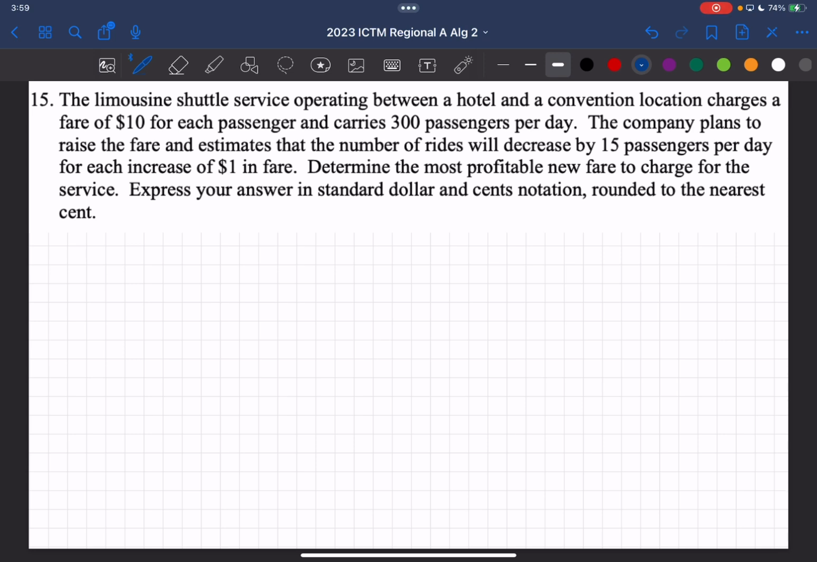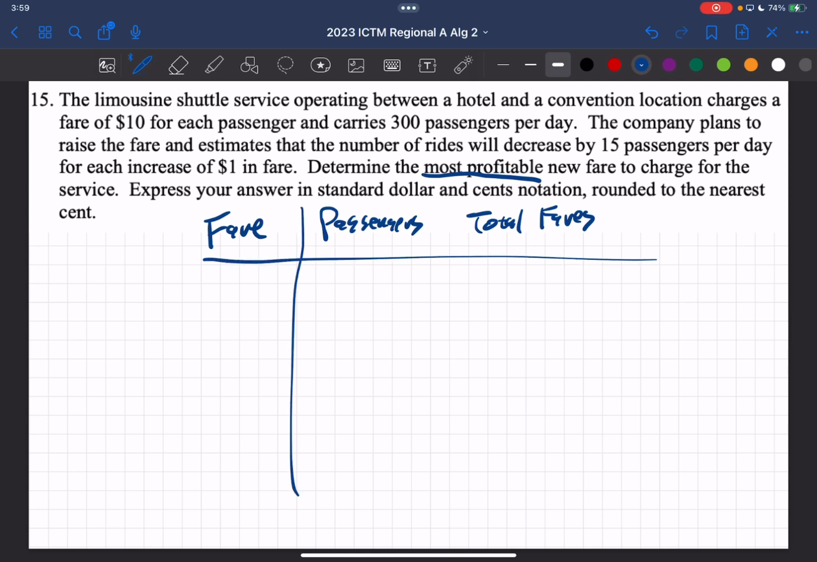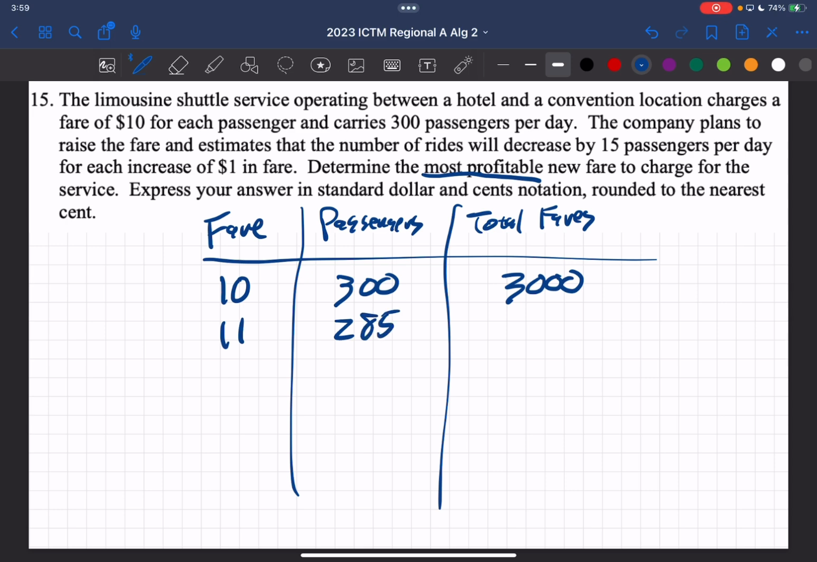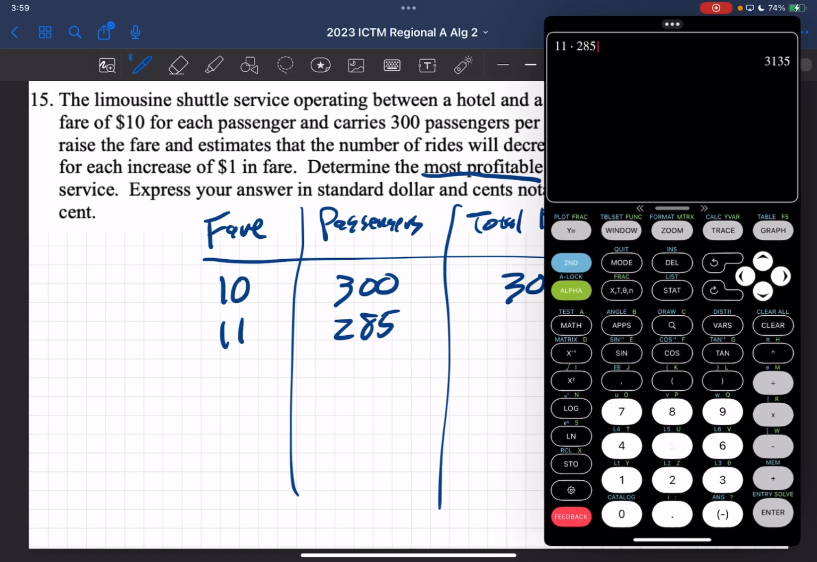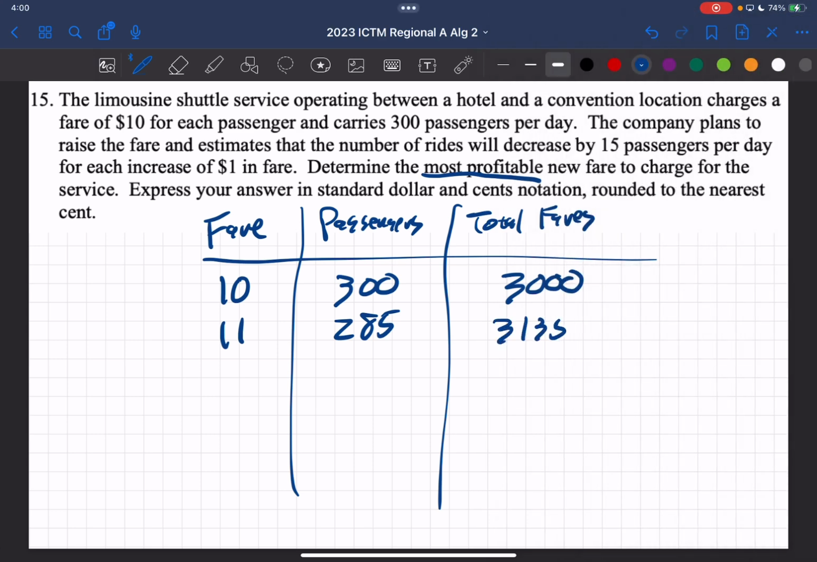Okay. Now, most profitable is determined by how much total profit. So we have the fare, then we have the passengers, and then we have total fares. Now we start with a fare of $10 and 300 passengers for $3,000. Now they're going to increase the fare by $1, so the fare becomes 11, but they're going to lose 15 passengers. So it's 285. And if they do that, they actually go up. They actually make more money. So the question is, how much should it go up?